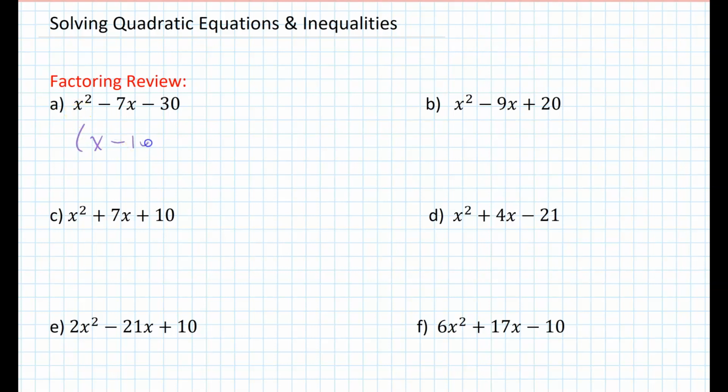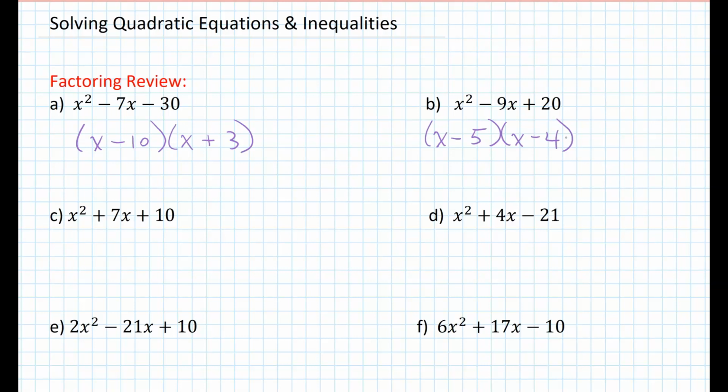Okay, x minus 10 and x plus 3. Questions on how we get that or what we're looking for? No, we're okay on that one. All right. How about B? X minus 4, x minus 5. Okay. I said x minus 5 and x minus 4, which is right. Does it matter what order you put it in? No. Okay.